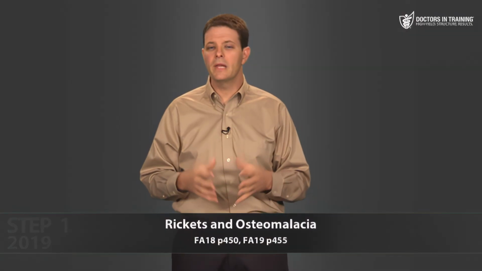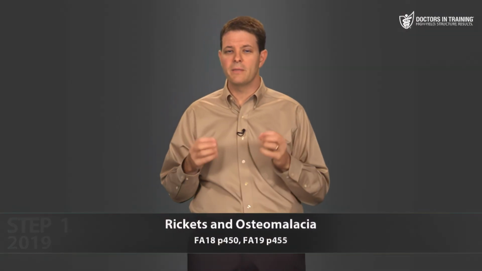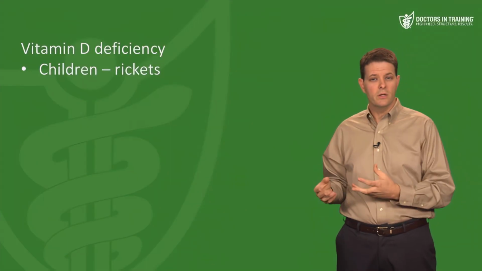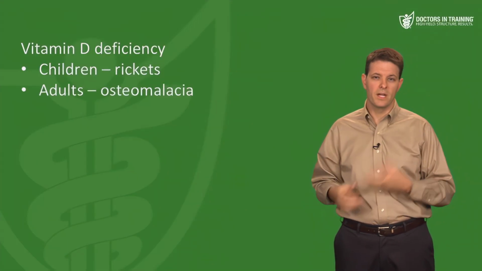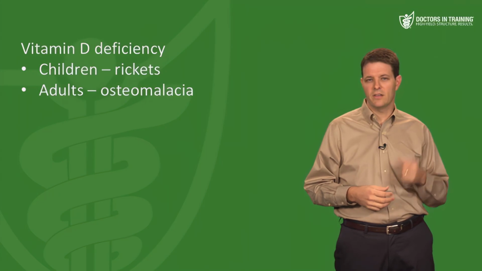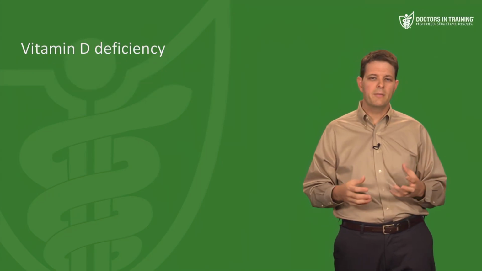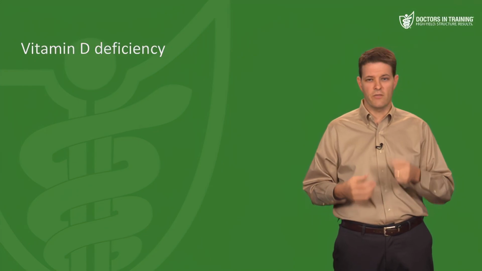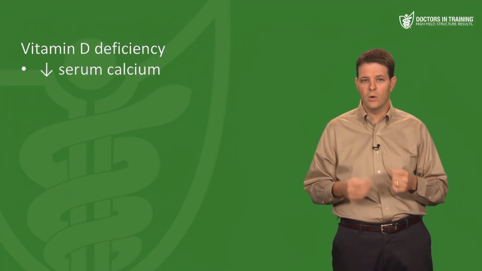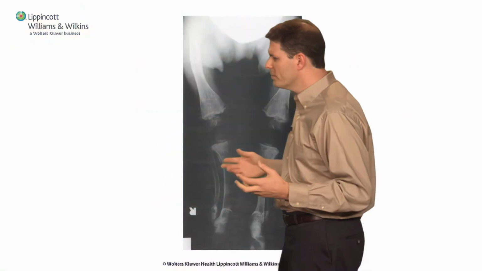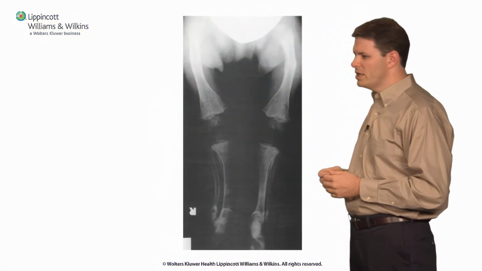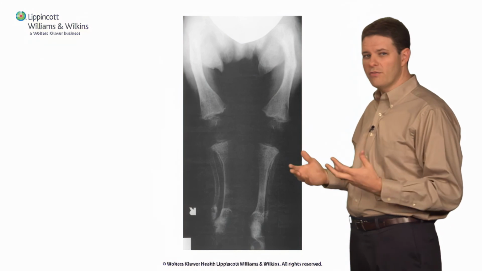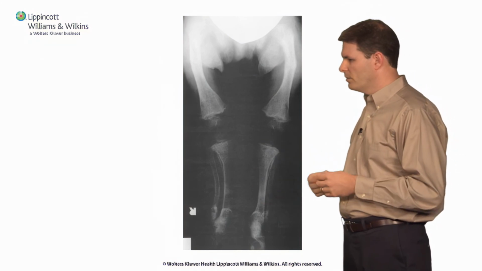Let's move on to osteomalacia and rickets, which are both caused by vitamin D deficiency. In children, vitamin D deficiency causes rickets. In adults, vitamin D deficiency causes osteomalacia. So vitamin D promotes calcium absorption in the gut. So with vitamin D deficiency, you're going to have poor calcium absorption and low serum calcium. And that low serum calcium causes poor mineralization of the bone, so that the bones are kind of soft, and you might see some bowing of the long bones.